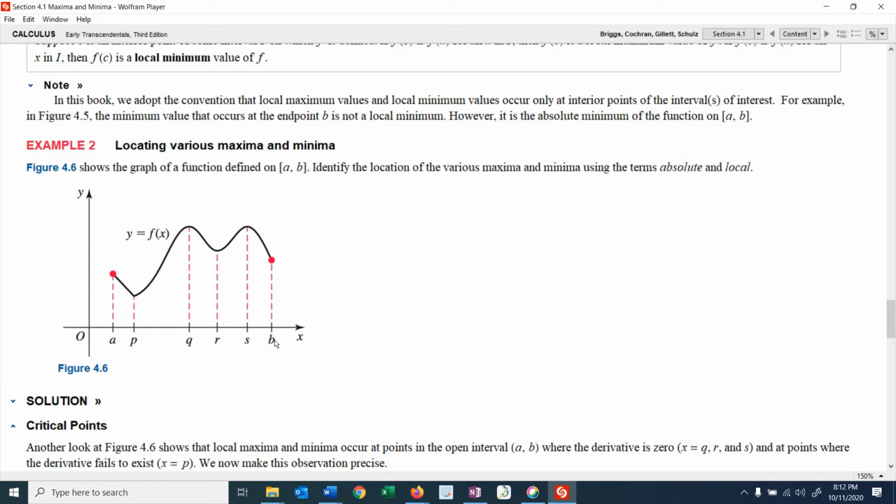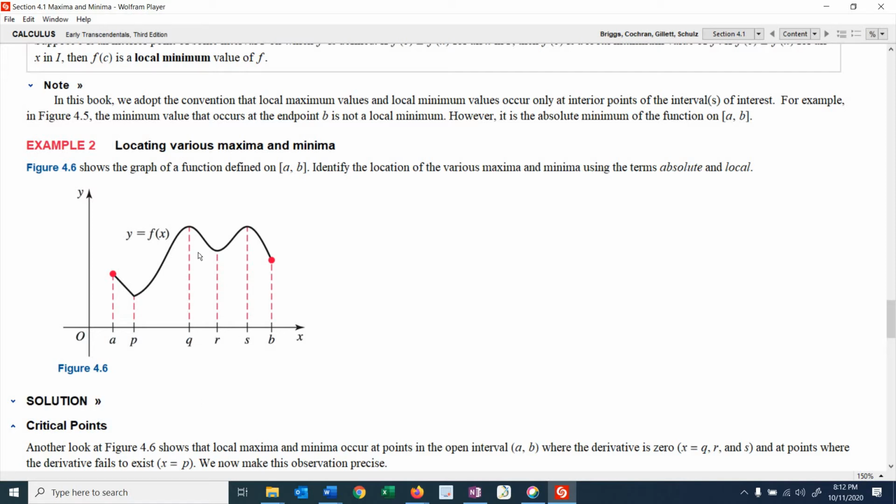Notice this function is defined on the closed interval from A to B. The interior points are the points in between A and B. A and B are called the endpoints. A is the left endpoint and B is the right endpoint. So they're not called interior points, right? Those are called endpoints. The numbers in between in this interval are called interior points.